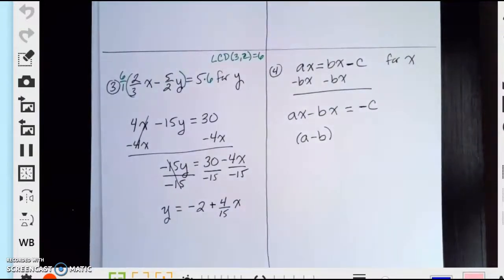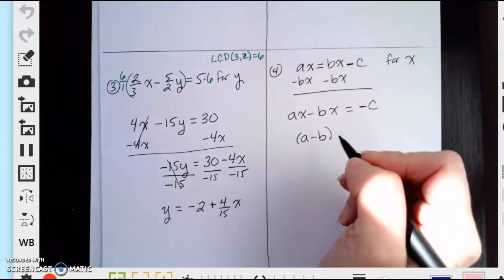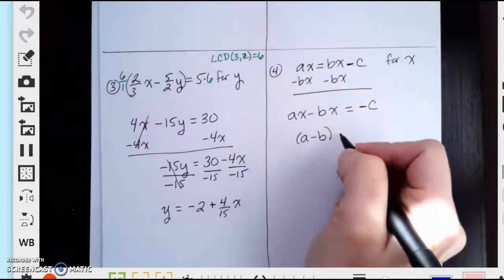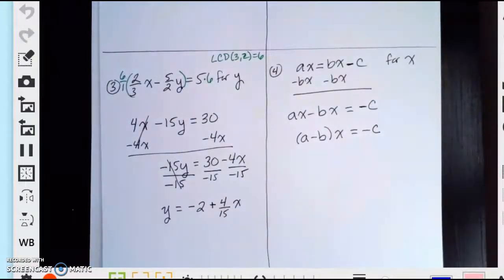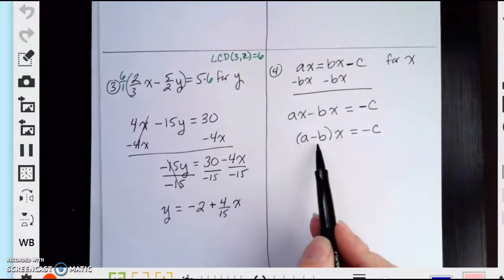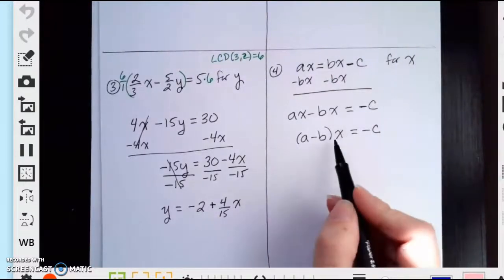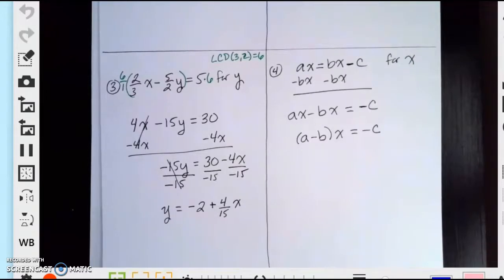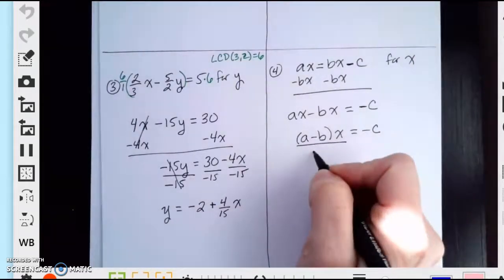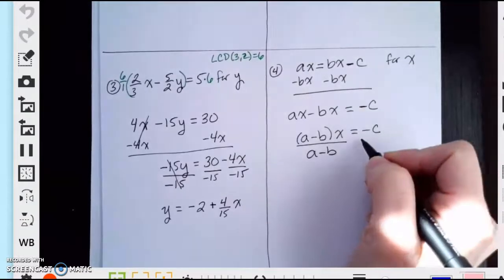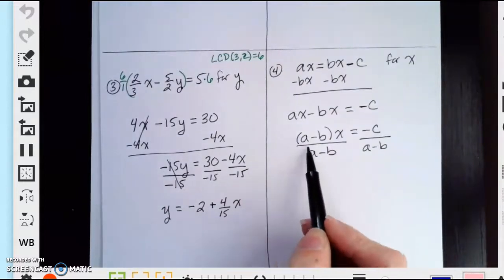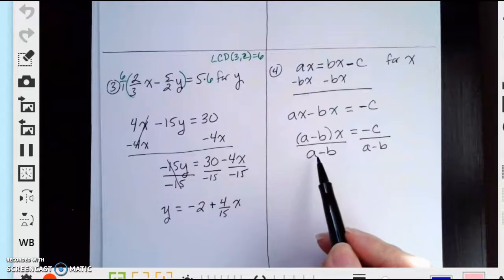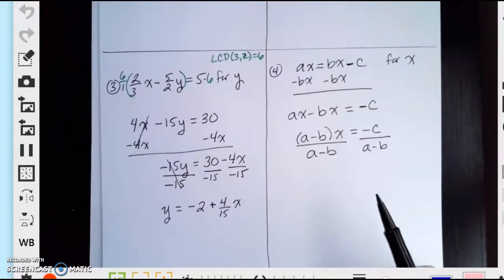So the coefficient of x now becomes that expression, and I'm putting that in parentheses because I would combine those first and then multiply by x, and that's equal to negative c. So now I have combined these two terms. I have one term here now, and this a minus b, whatever that quantity is, is being multiplied by x. The opposite of multiplication is division, so I will divide by a minus b, and then do the same thing on the other side, divide by a minus b. I don't need to write the parentheses because this fraction bar actually acts like a grouping symbol as well. If I put those parentheses at the bottom, it doesn't make a difference.